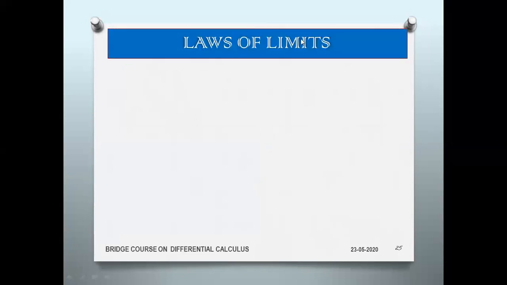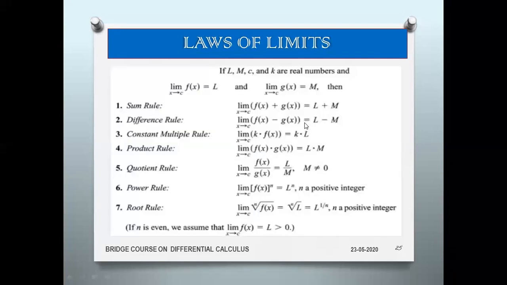Now, laws of limits. What are the laws? These laws you would already have studied, so now let us give a recap. Assume the limit as x tends to c of f of x equals L, and the limit as x tends to c of g of x equals capital M. These two are the assumptions we are going to have, and c and k are real numbers. So what is the sum rule? If you add two functions and then take the limit, you can add those values: the limit as x tends to c of f of x plus g of x is equal to L plus M.